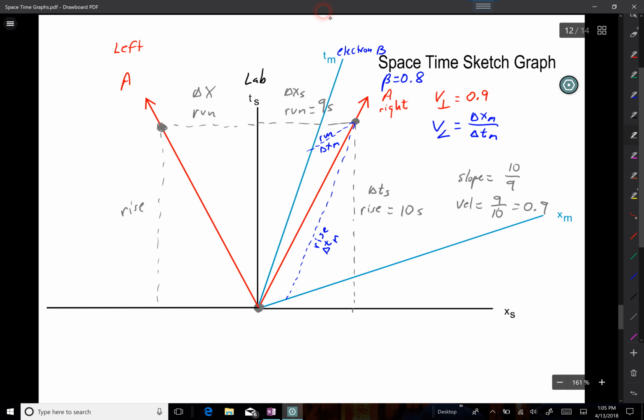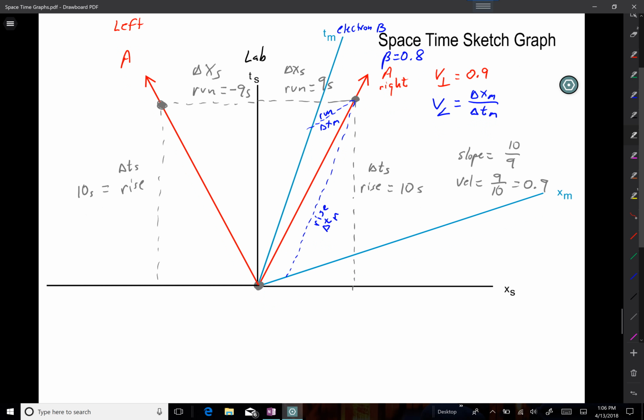This is a delta XS. This is a delta TS. This is going to be 10 seconds, and this is going to be minus 9 seconds. The minus sign is everything. Because we're moving to the left, the run is minus 9. That's crucial. Then we do everything exactly the same as we did before. We have the beta. The beta has not changed. The beta is still 0.8. Electron B is still moving to the right at a speed 0.8.